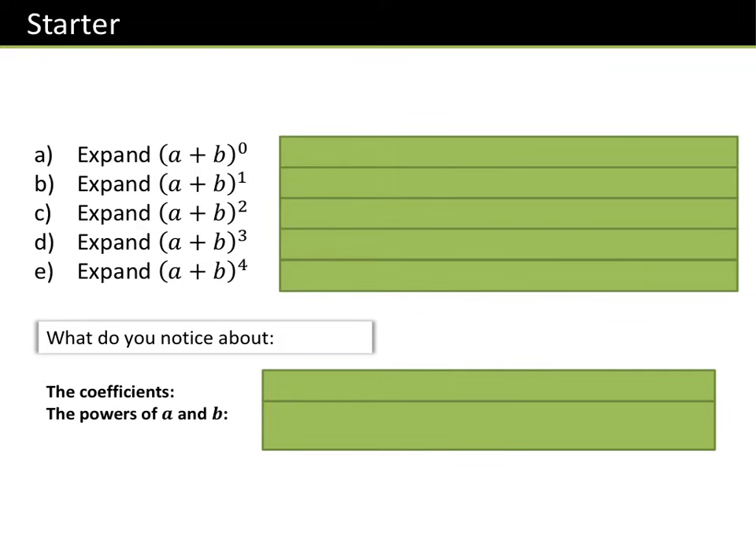Part A: a plus b to the power of 0. What do we know about anything to the power of 0? 1, absolutely. Then, a plus b to the power of 1 is literally just a plus b.